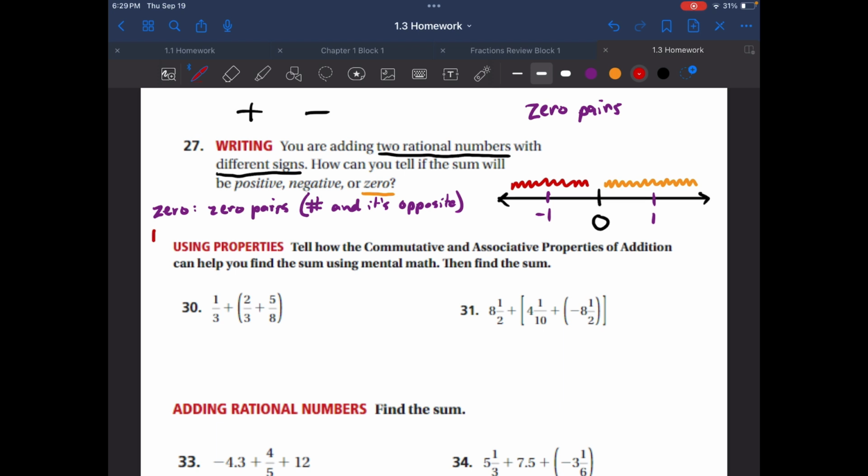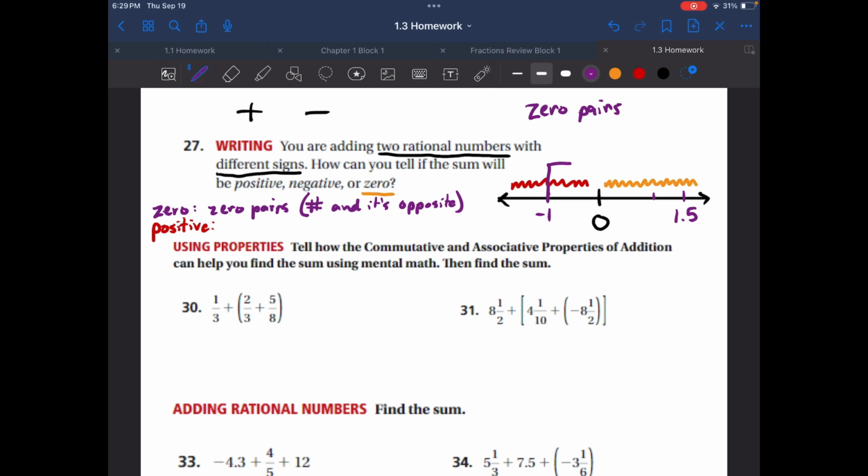I'm going to start with positive. If I am looking at two rational numbers, one of them's positive, one of them's negative, and I'm going to add them together, well, what we need to do, I've talked about it before, is look at the values of these two numbers. If I get rid of 1 and go a little bit more to the right, let's say to 1.5, that's a rational number.